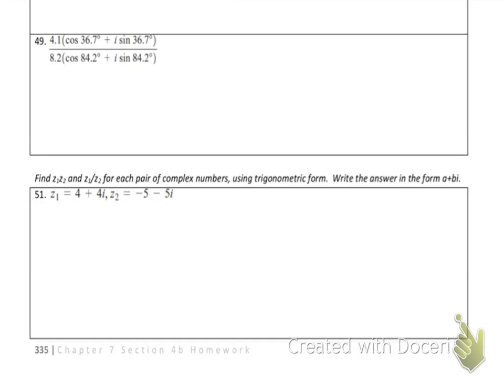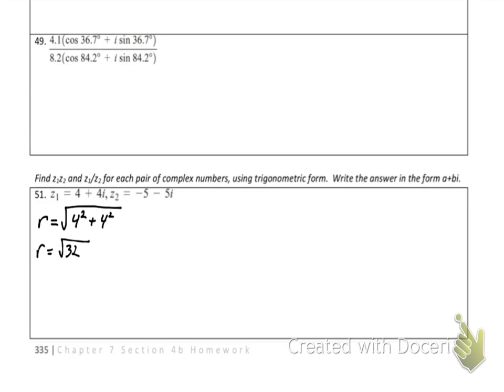So we'll put Z1 in trig form. The first thing I'm going to do is find my R value, because we have R times cosine theta plus i sine theta. So we need an R and we need a theta. Let's find R first because that's the easiest one. That's just going to equal the square root of our A value, well, they're both 4, but our A value is our first 4. So that's 4 squared plus 4 squared. So R is going to equal the square root of 32.